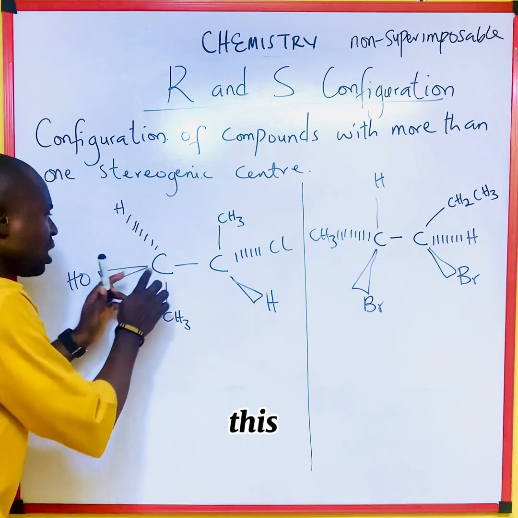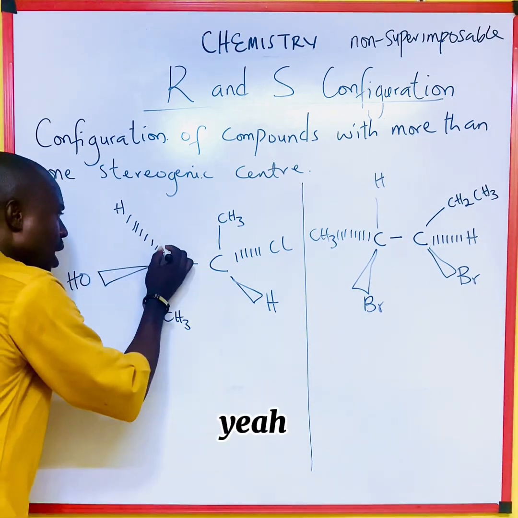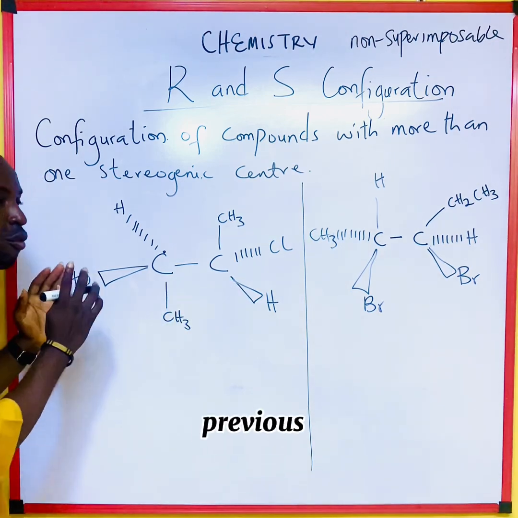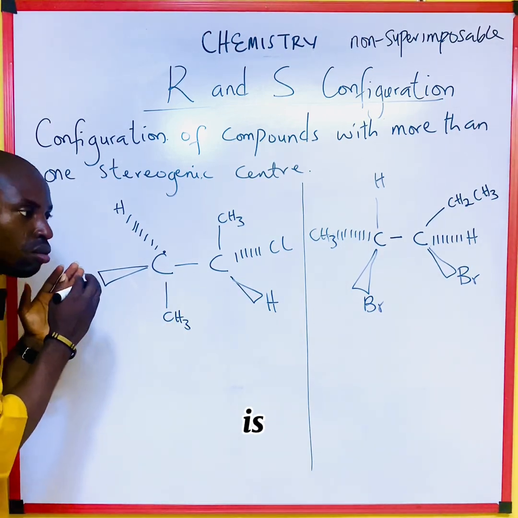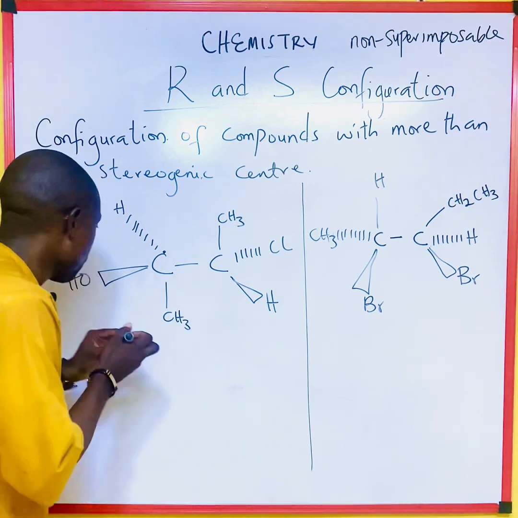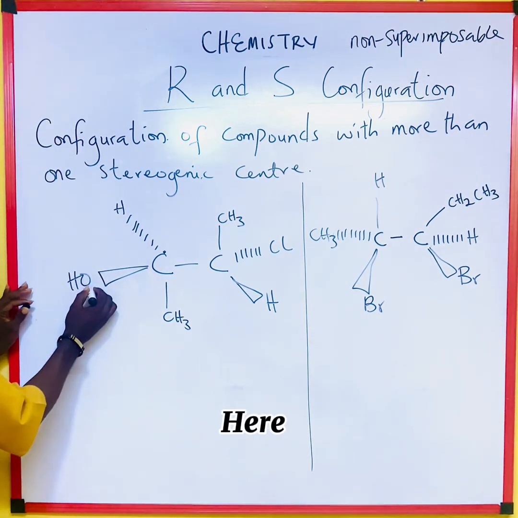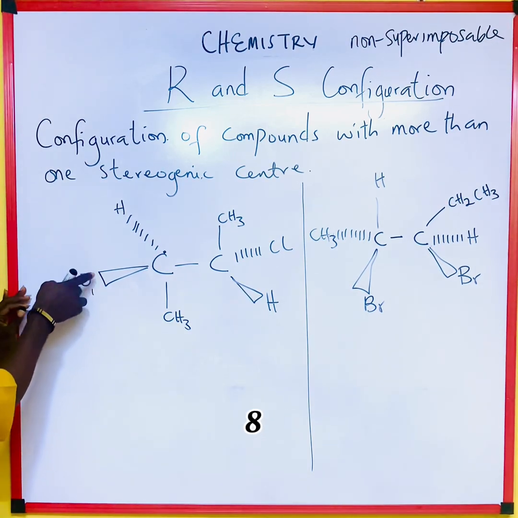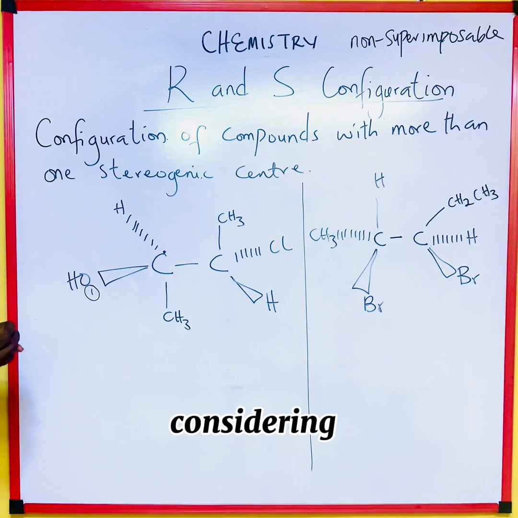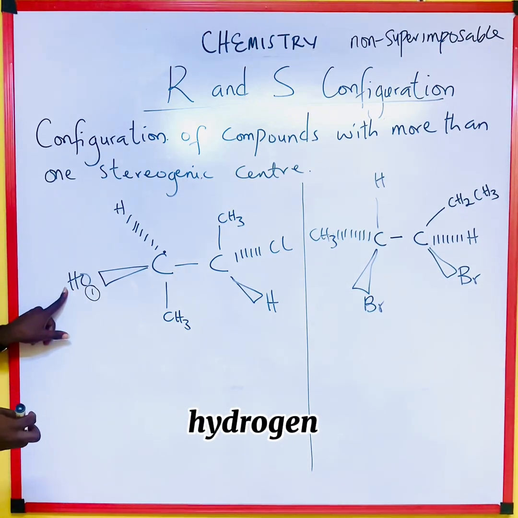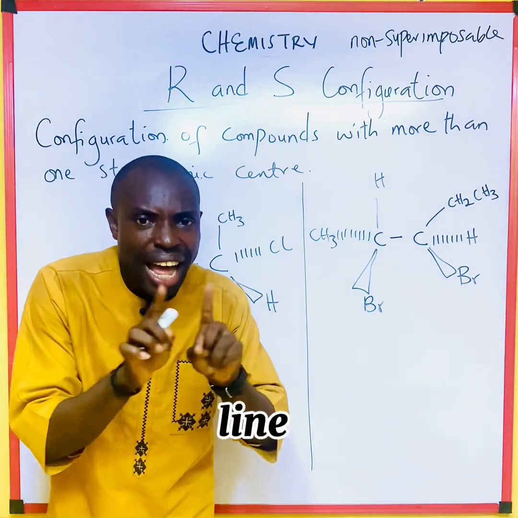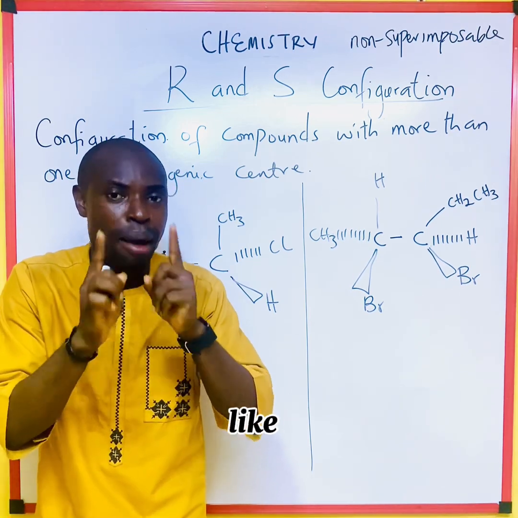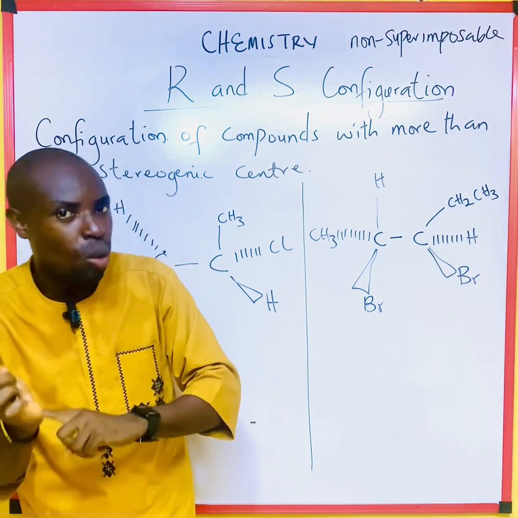Now let's go. So this is a chiral carbon, and we need to determine whether it is R or S. So how do I go? Remember in our previous video, I said that it is determined based on atomic number. So I come here, and here has an atomic number of 8, so here we take the higher priority. I am considering only the oxygen, not hydrogen. It's only when along the line I'm not seeing any difference that I move to the next one.